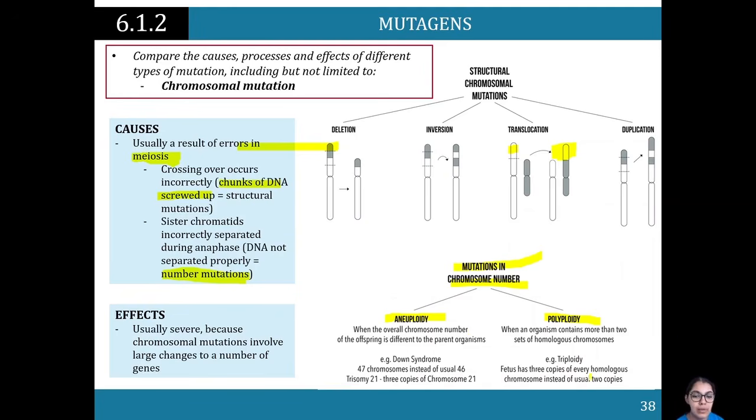In terms of polyploidy, what happens is that an organism contains more than 2 sets of homologous chromosomes, so instead of having 2, they could have, for example, 3 copies of every homologous chromosome instead of the 2. An example of that is triploidy, the condition. An example of aneuploidy is Down syndrome.